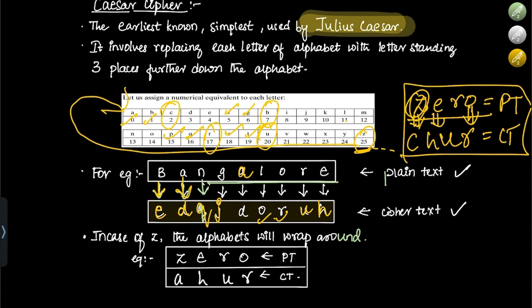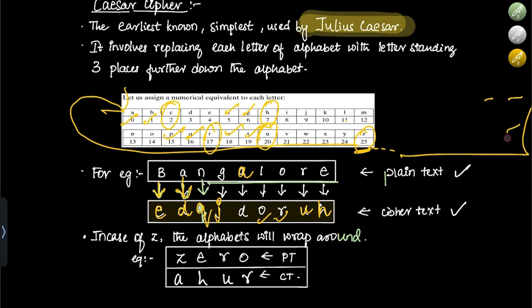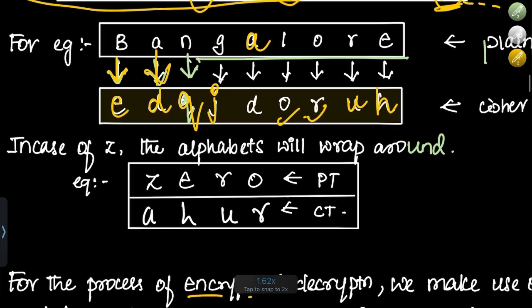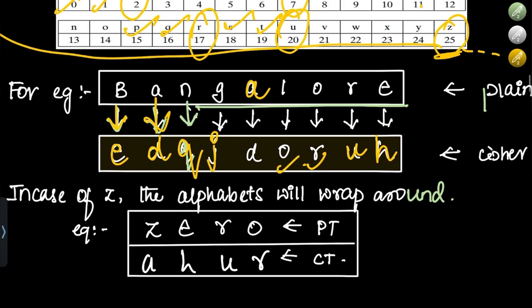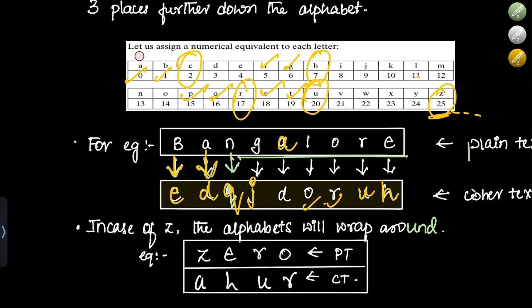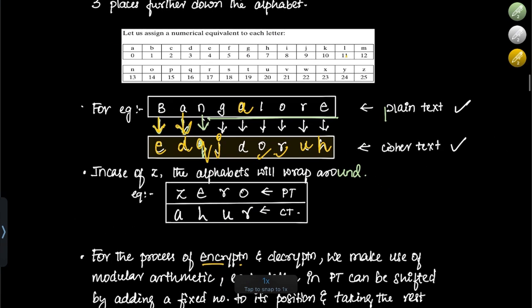CHUR is what I obtain as the cipher text for this particular plain text. So this is what I've written down here. In case of Z, the alphabets will wrap around. So I hope you have understood these two points. But broadly speaking, these two are the general cases you are explaining.